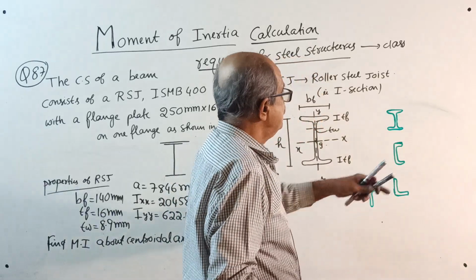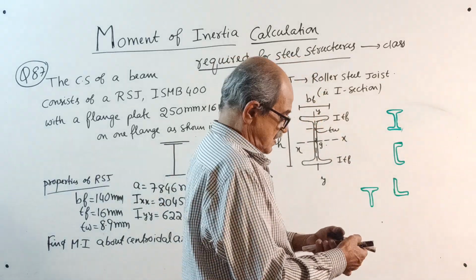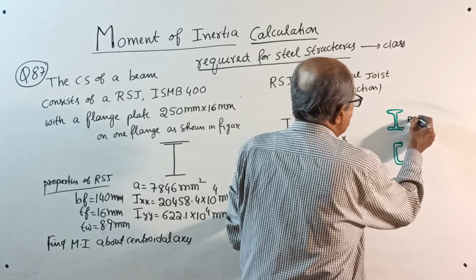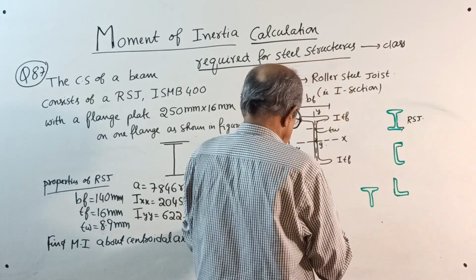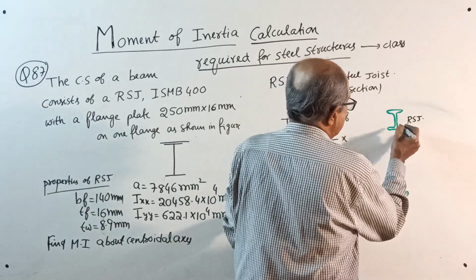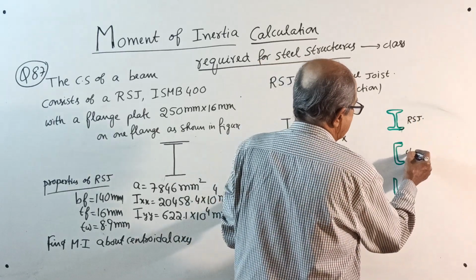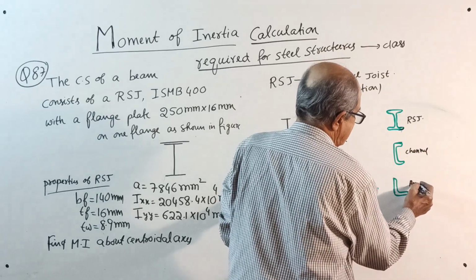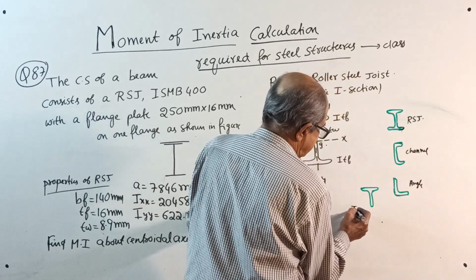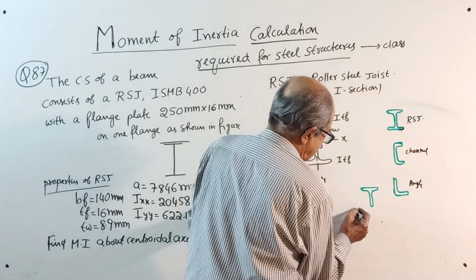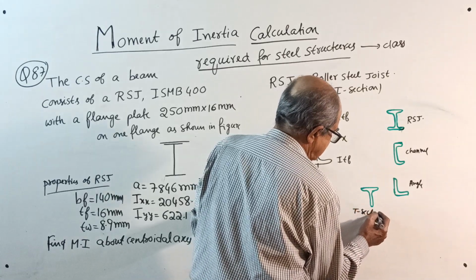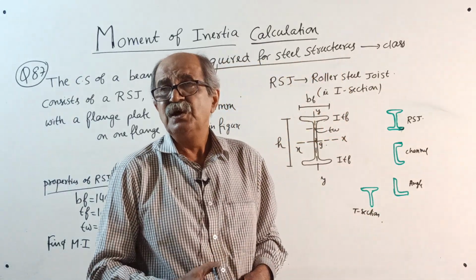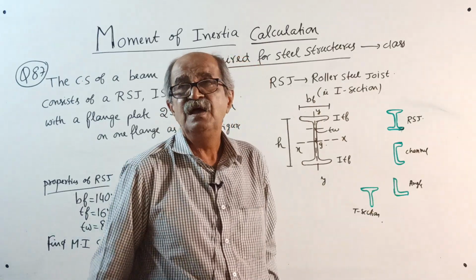Now, this is called I section, also called rolled steel joist, RSJ. This is called channel section. This is called angle section. This is called T section. Just put T, sufficient. These are all the readily available sections rolled to shapes.